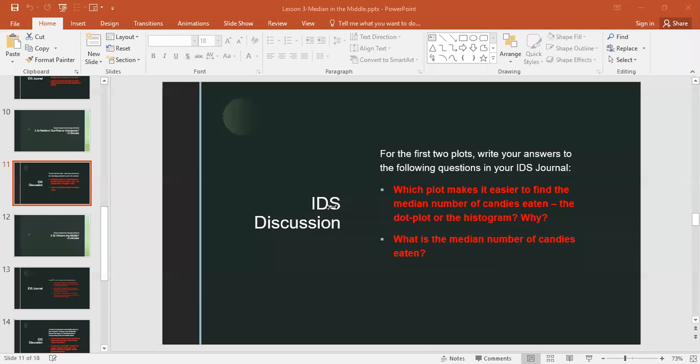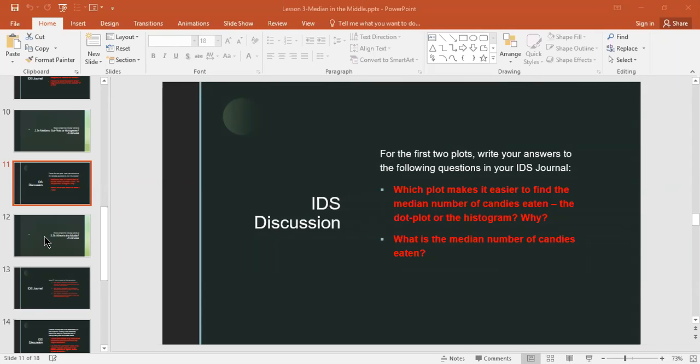So I'm seeing a consensus here that the dot plot is easier to read. I'm also seeing a repetition that our median was 1 candy eaten. Median was 1 candy eaten. All right. Okay, I like it. Great job, guys.